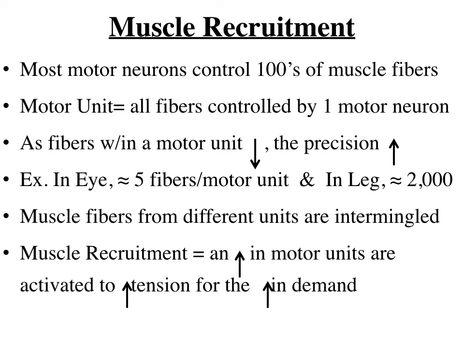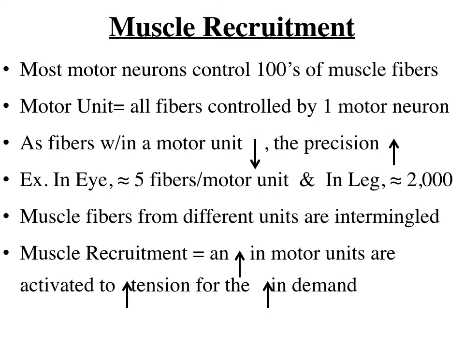Most motor neurons, motor meaning neurons communicating away from the brain to the muscle cells, most motor neurons control hundreds of muscle fibers. A single nerve cell, a single neuron, controls many multiple muscle fibers, but not the other way around. Never do you see lots of neurons converging and talking to a single muscle cell. Instead, you usually see one single neuron branching and innervating multiple muscle fibers.